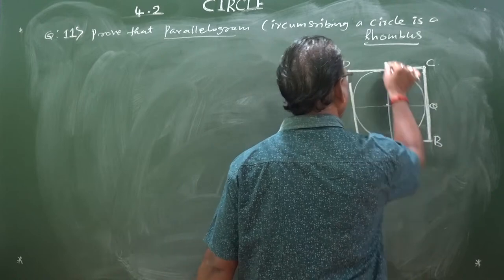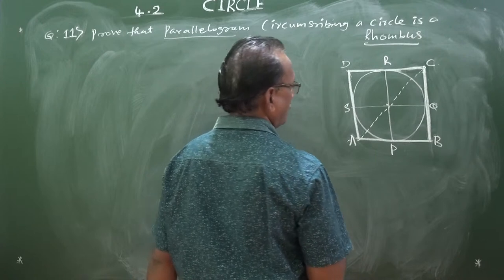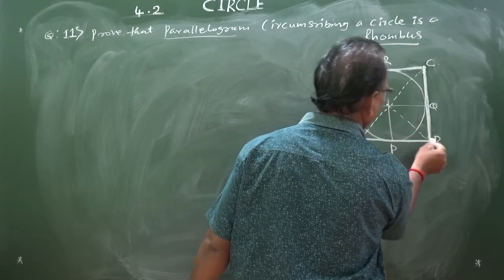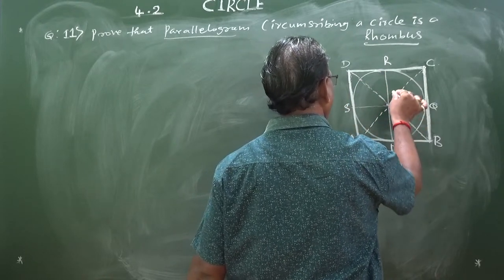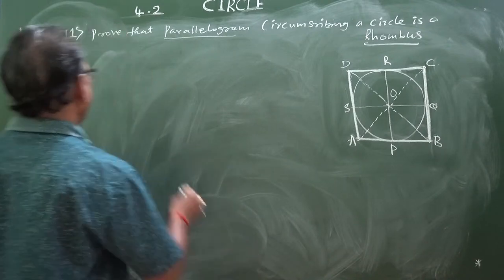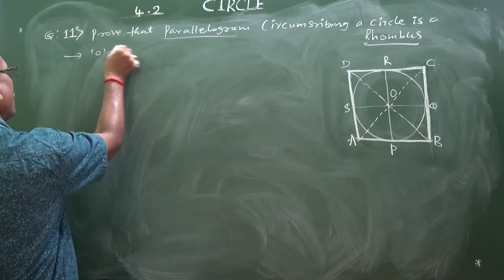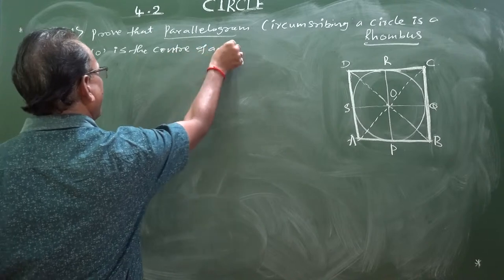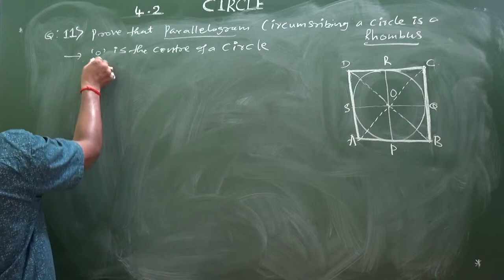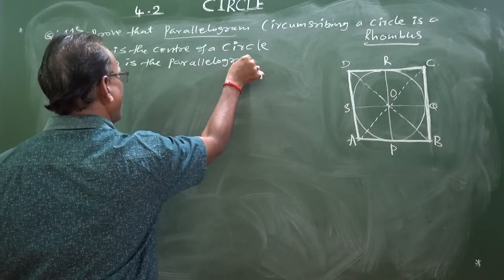The contact points are P, Q, R, S. Then we define the diagonals AC and BD, and the center is O. You should write the given data. O is the center of the circle. ABCD is a parallelogram.